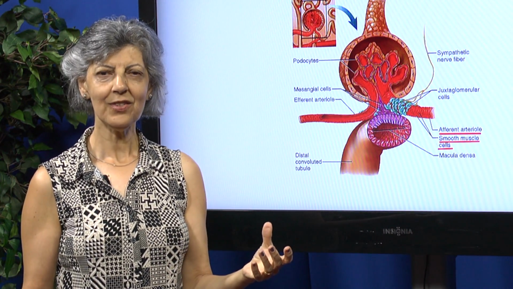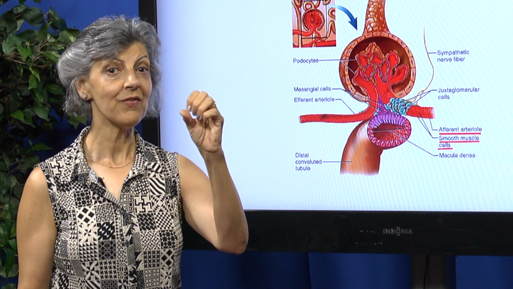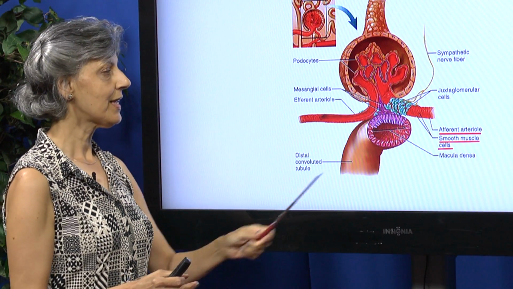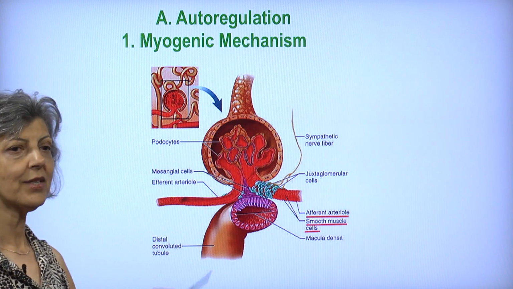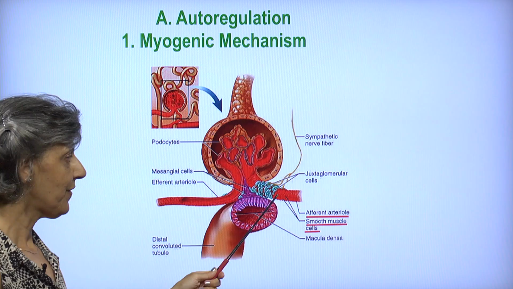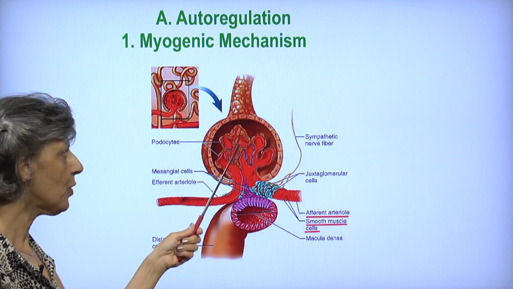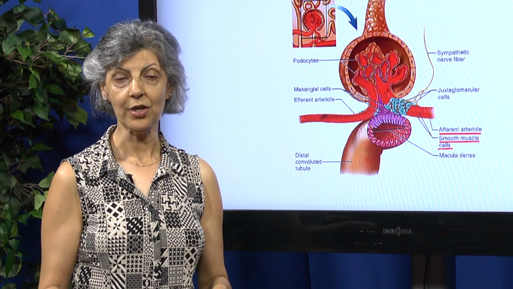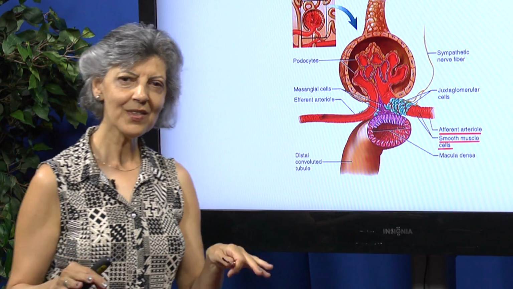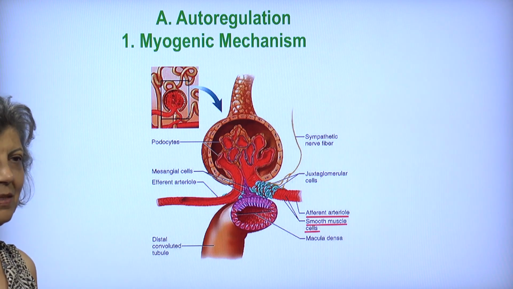It's very easy to understand. If these cells contract, if they vasoconstrict, there is less fluid reaching the glomerulus. This will decrease filtration. If these cells dilate, more fluid is coming to the glomerulus, and this will increase the glomerular filtration. So let's see how these cells will work. How does the myogenic mechanism actually work?